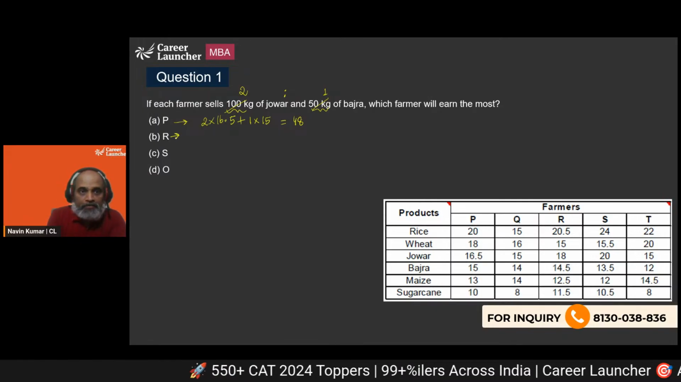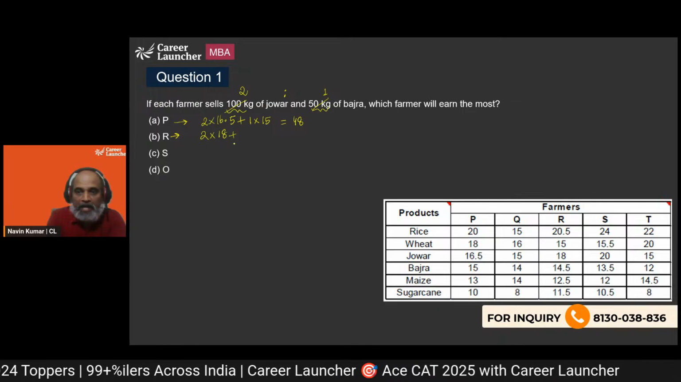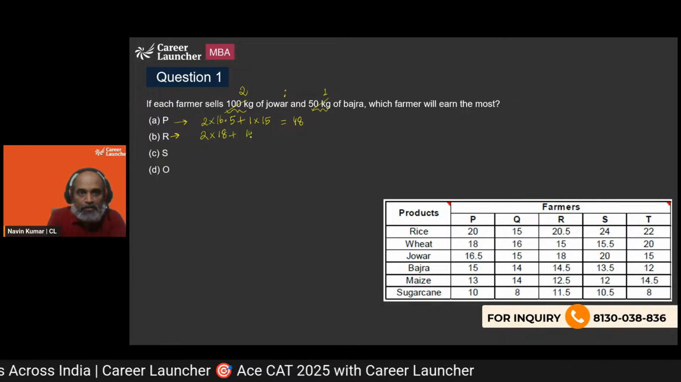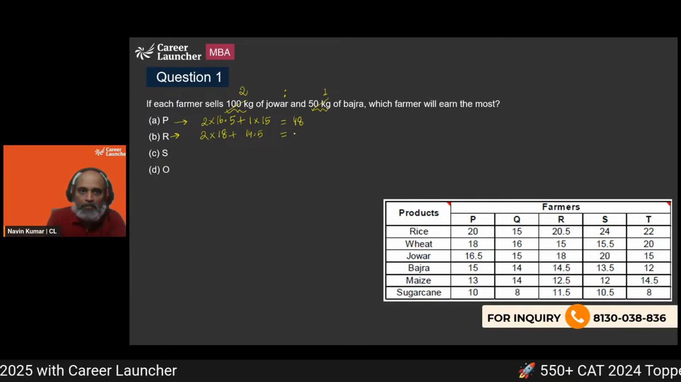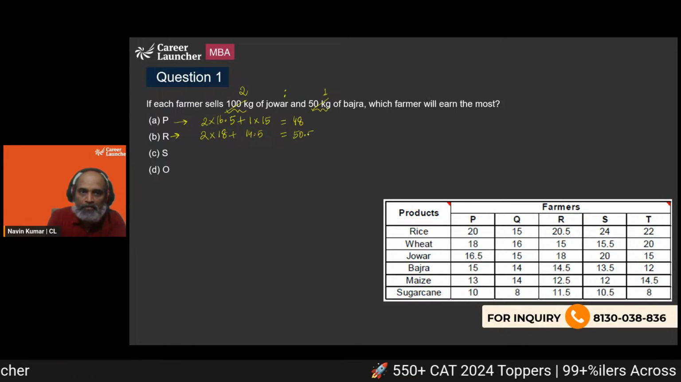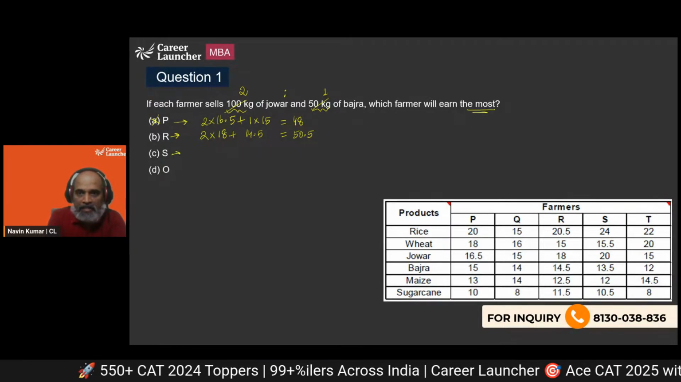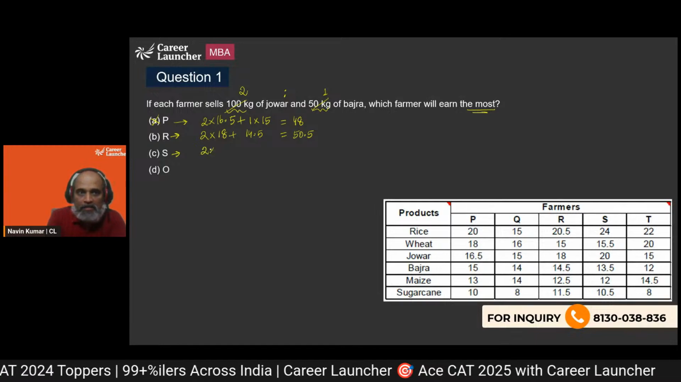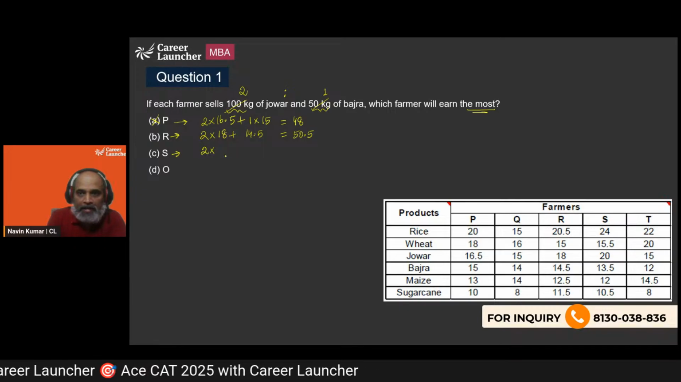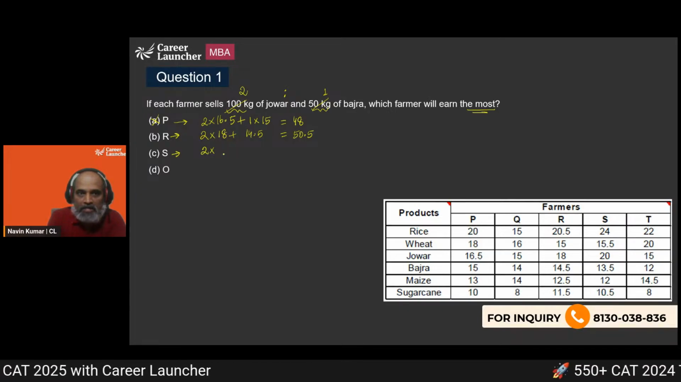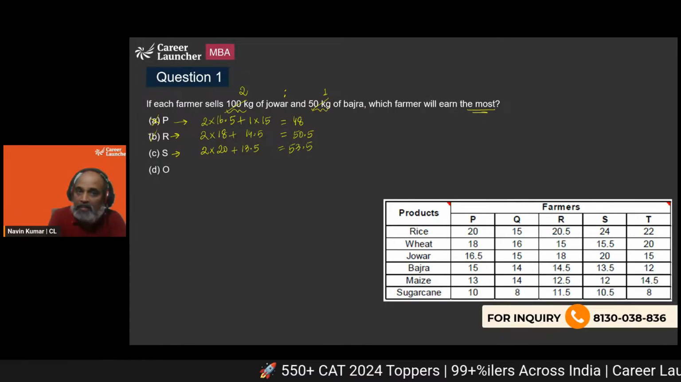Let's look at R now. R sells jowar at 18 and bajra at 14.5. So this is 18 into 2, 36, plus 14.5, which is 50.5. Right now we need to find out the most, so definitely A is not our answer. Let's check S. S sells jowar at 20 and bajra at 13.5. So this is 40 plus 13.5, which is 53.5. Again, R is not our answer.